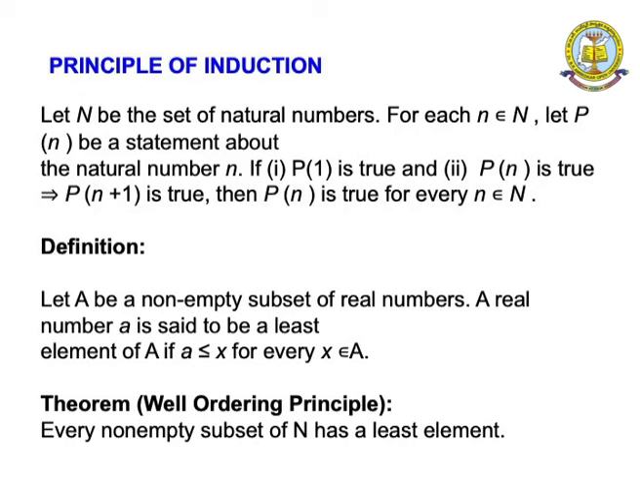Next, coming to the definition of least element. Let A be a non-empty subset of the real numbers. A real number a is said to be the least element of A if a is less than or equal to x for every x belongs to A. Next, the well order principle. The well order principle states that every non-empty subset of N has at least one least element. Every non-empty subset of N has a least element.